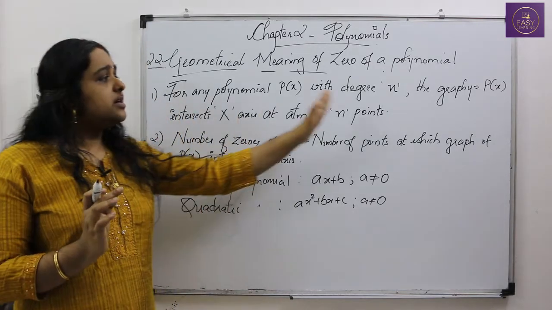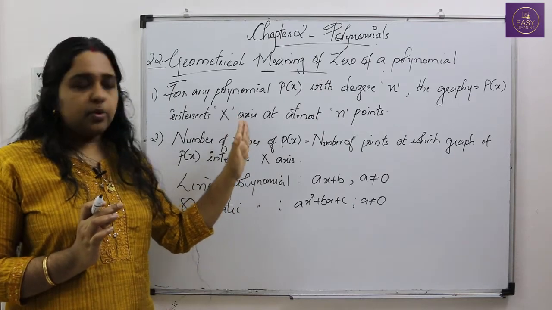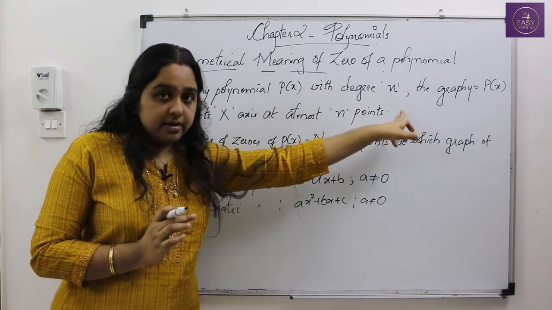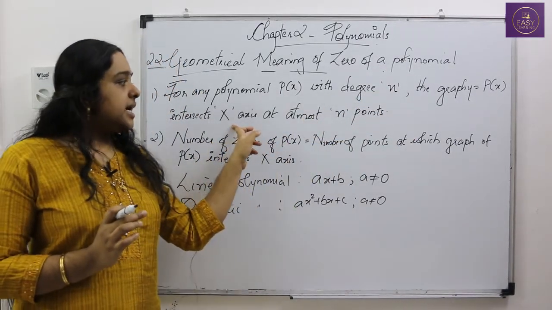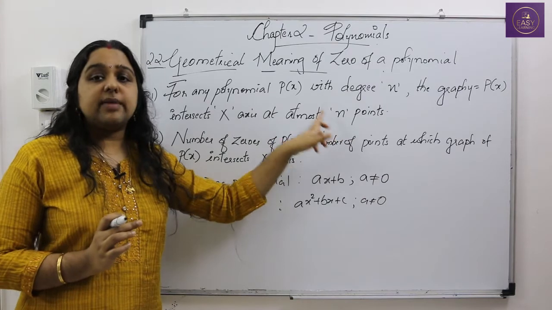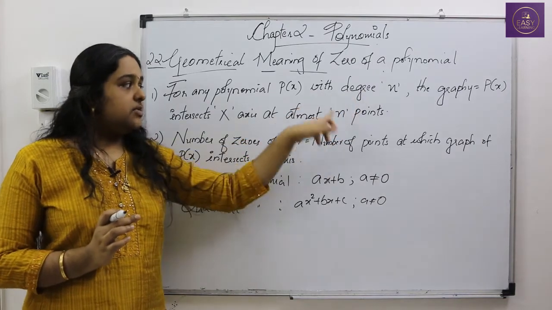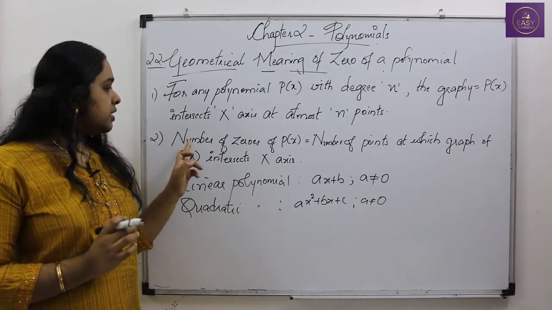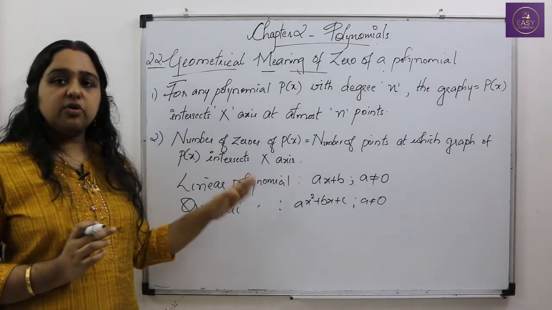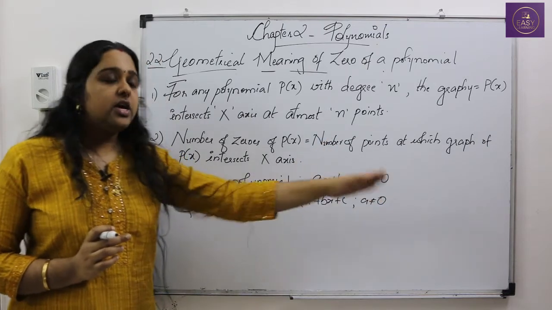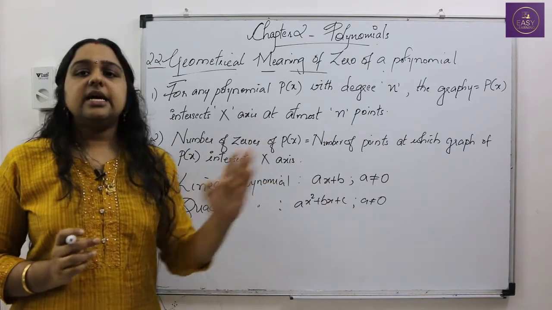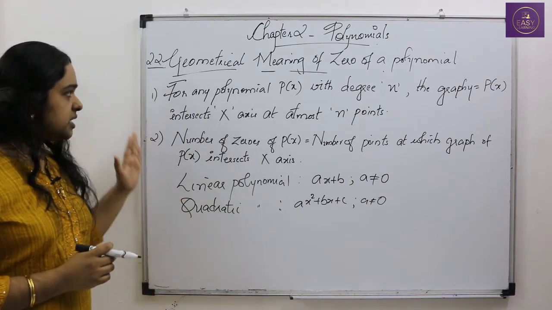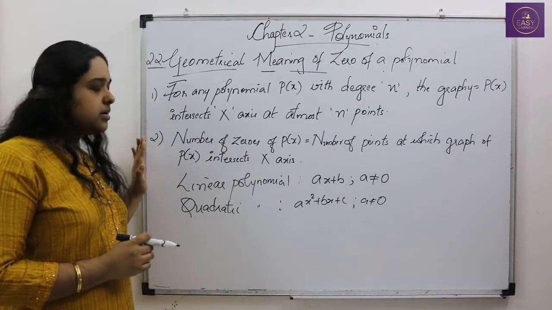I have clearly written the general form. For any polynomial p of x with degree n, it will intersect the x-axis at most n points, maximum n points. Degree is n, it will intersect at most n points. And you know what the number of zeros of p of x is? Number of zeros of p of x is the number of points at which the graph of p of x intersects the x-axis. That you already know. You can just note it down so it will be more clear.